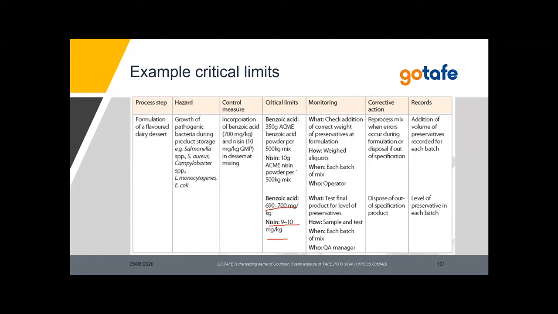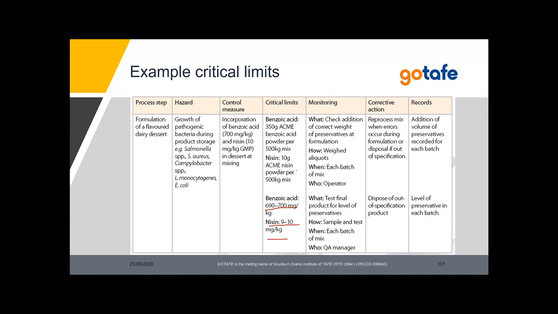And how do you monitor that? So what are you monitoring? You check the addition of the correct weight as per the formulation. And how do you check that? You check the weight and you check how much amount. And when do you check that? Each batch mix, so each 500 kilogram mix, you check that, and the operator is going to check that.